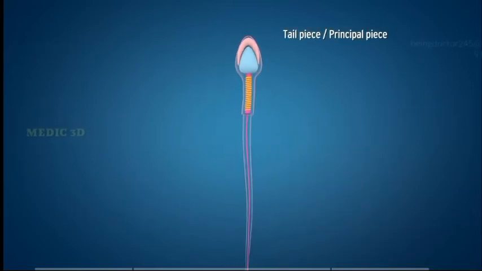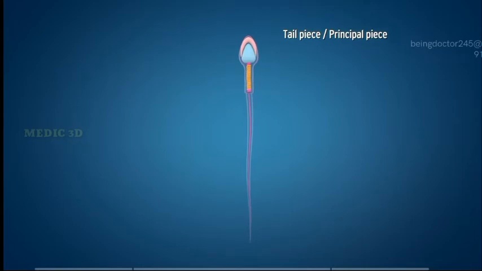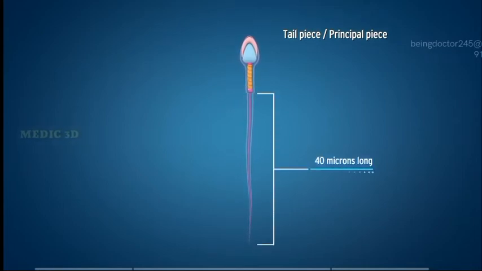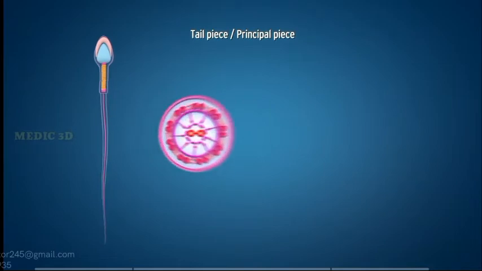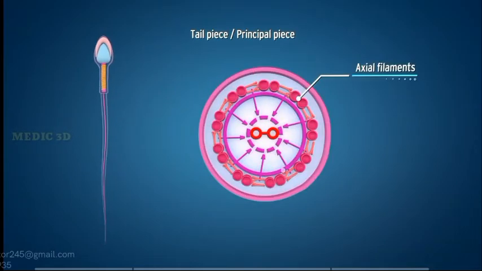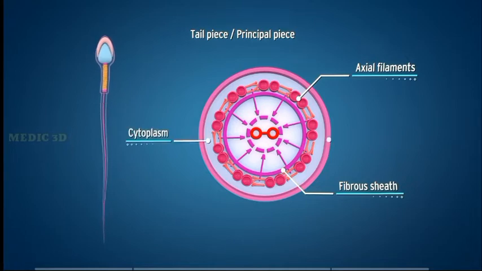The tail piece or principal piece is the motile part of the cell. It is the longest part that measures about 40 microns long and 0.5 microns in diameter. It contains, from within outwards, axial filaments, fibrous sheath, thin cytoplasm, and cell membrane.